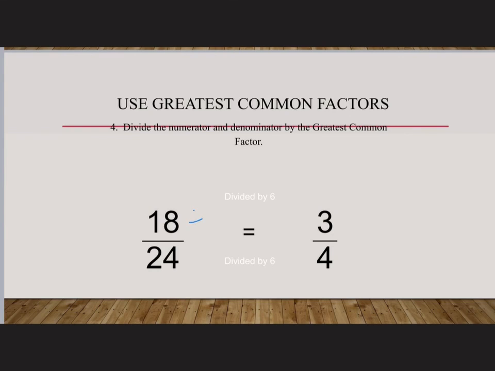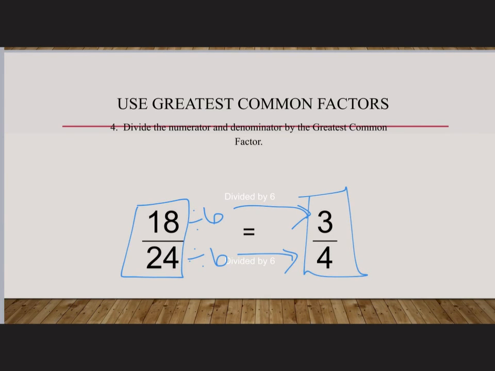So we're going to take 18, divide that by 6, and we get 3. 24 divided by 6 is 4. Another way of thinking of this is 3 times 6 is 18, so 18 divided by 6 is 3. And 4 times 6 is 24, so 24 divided by 6 is 4. So 18/24ths is equivalent to 3/4.